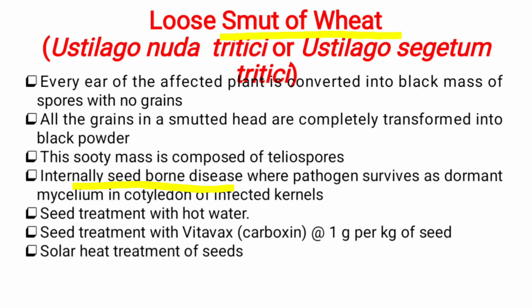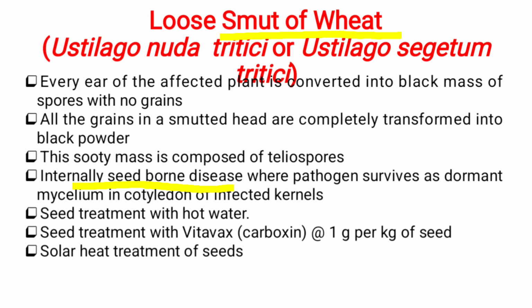Right, so when the pathogen or the fungus resides in the embryo or inside the seed, it is known as an internally seed borne disease. And when it is present outside the seed, that is, attached to the seed covering or the coating, then it is known as externally seed borne. For example, the common bunt of wheat that we will discuss in the next slide.